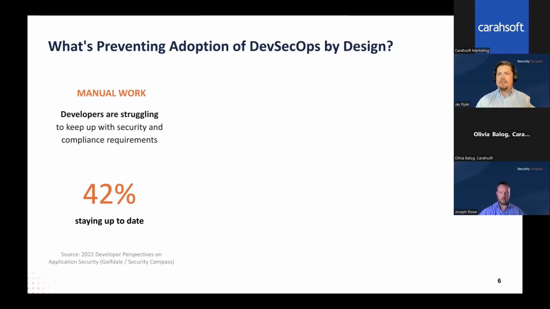So getting into some of the meat and potatoes discussion here, what's preventing adoption of DevSecOps by design? So big thing is still manual work. If you're a dev on here, maybe you can commiserate with this stat, but a lot of devs are struggling. 42% are struggling with compliance requirements. And where do we get this stat from?